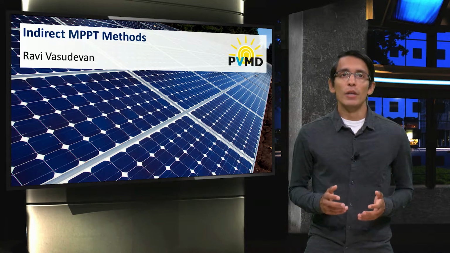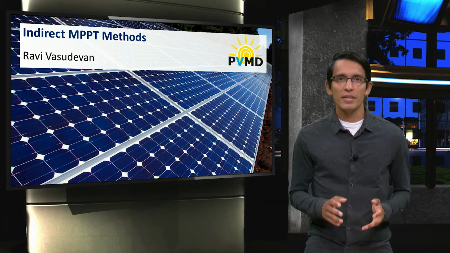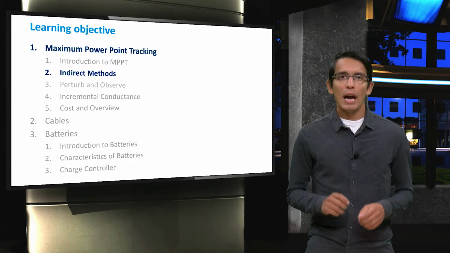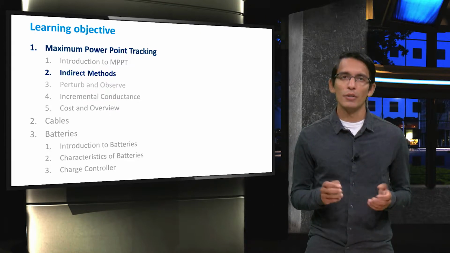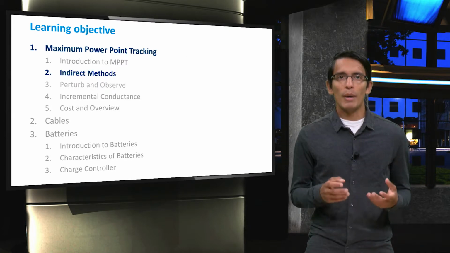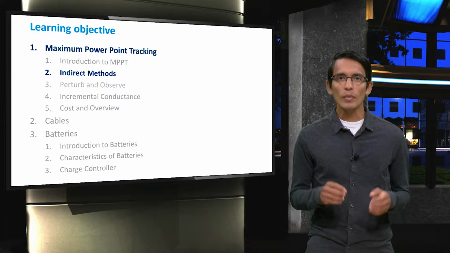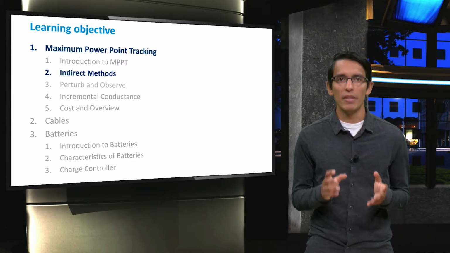In the previous video, you learned about the concept of maximum power point tracking and why it is necessary in a PV system. In this video lecture, I will discuss some techniques that can be used to perform this MPPT function on a solar panel. You will learn about how these techniques are operated and how they differ from each other. All the techniques in this video can be described as indirect MPPT methods.